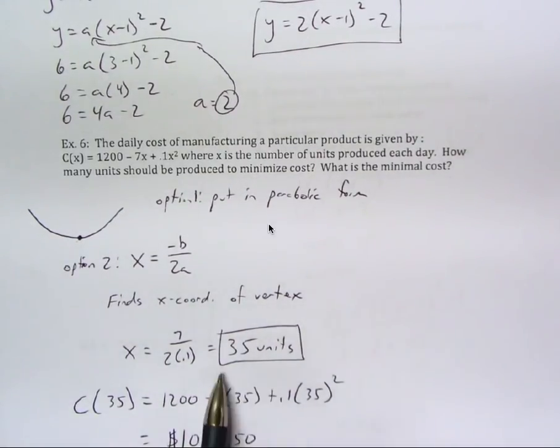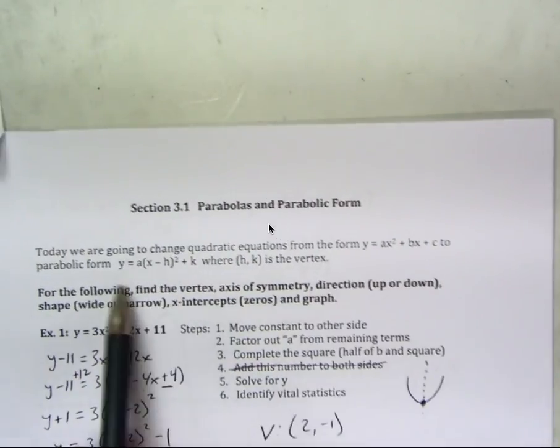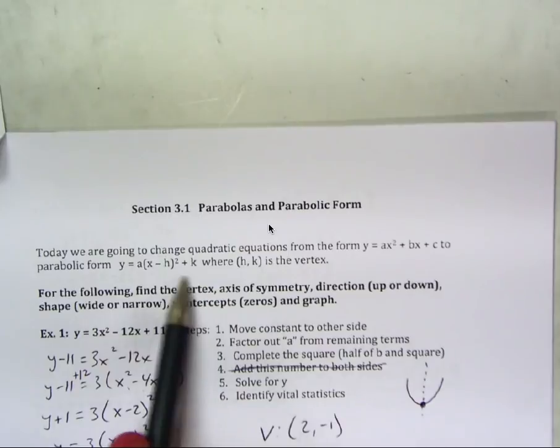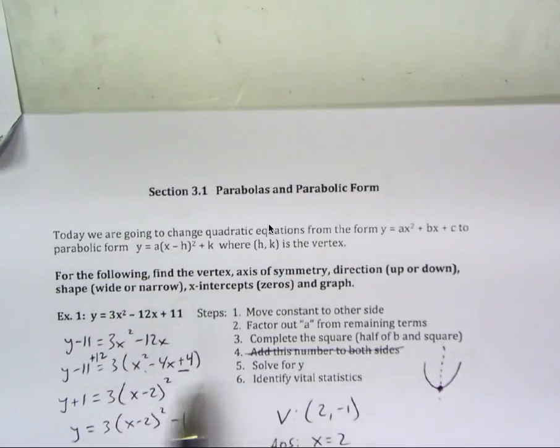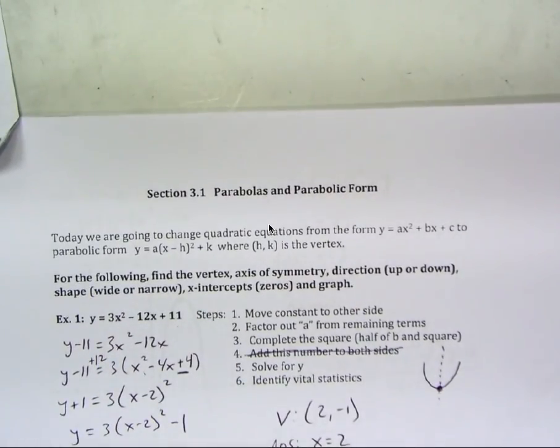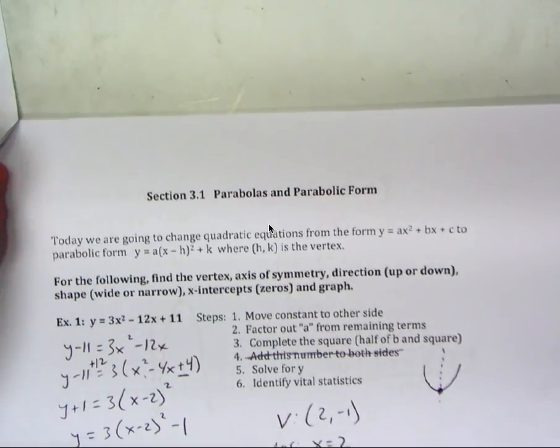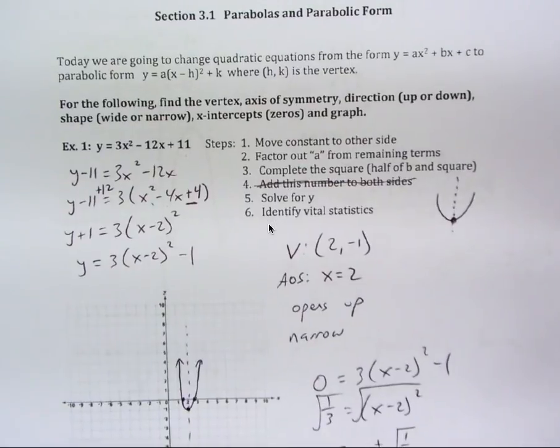So if you make anything more than 35, it's going to cost more than this. If you make anything less than 35, it's going to cost more than this as well. There you go. So just a couple things to remember from this lesson. The whole idea is converting to parabolic form, or standard form for a parabola. That helps identify the vertex really quickly, the direction it's going to open, the shape of it, all that jazz. There you go. Good luck.